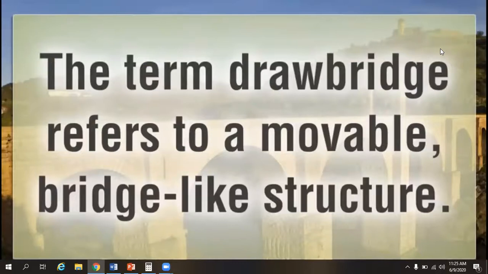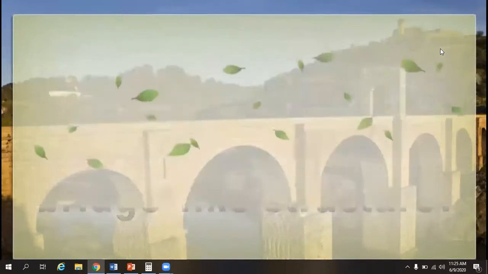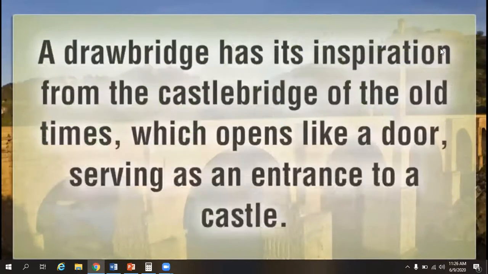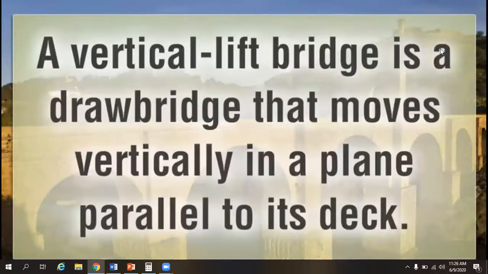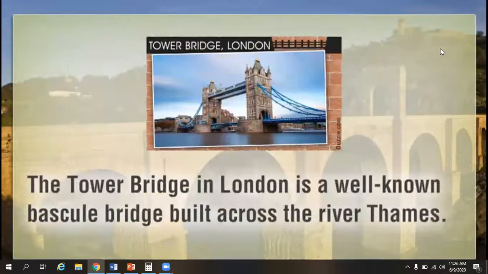The term drawbridge refers to a movable, bridge-like structure. Typically, it opens up to extend over the distance it is meant to span. A drawbridge has its inspiration from the castle bridge of the old times, which opened like a door, serving as an entrance to a castle. A vertical lift bridge is a drawbridge that moves vertically in a plane parallel to its deck. Bascule bridges are drawbridges that swing up and down to facilitate boat traffic. The Tower Bridge in London is a well-known bascule bridge built across the River Thames.